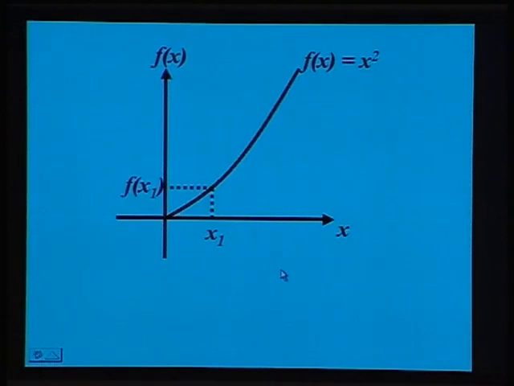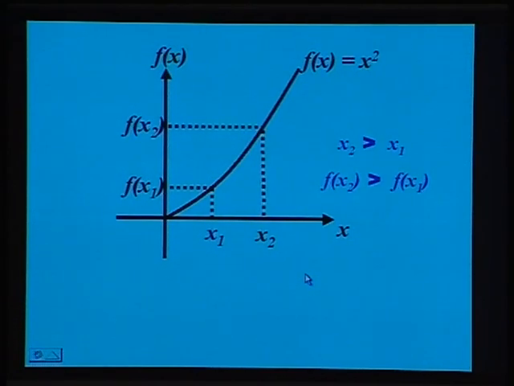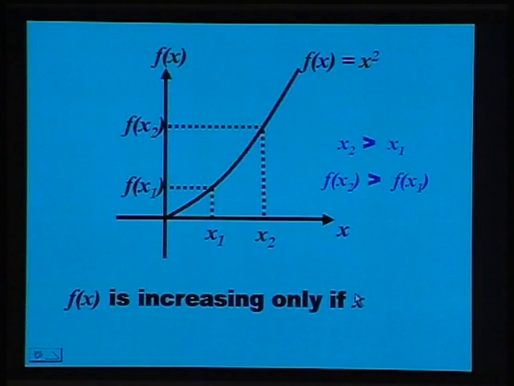Let's consider x1 and x2. Clearly x2 is greater than x1, and we find that f(x2) is greater than f(x1), and f(x) rises. Therefore, f(x) is increasing only if x is positive. We'll apply the derivative test on the function f(x). So from here, x2 is greater than x1, f(x2) is greater than f(x1), which means that f(x) is increasing only if x is greater than 0.